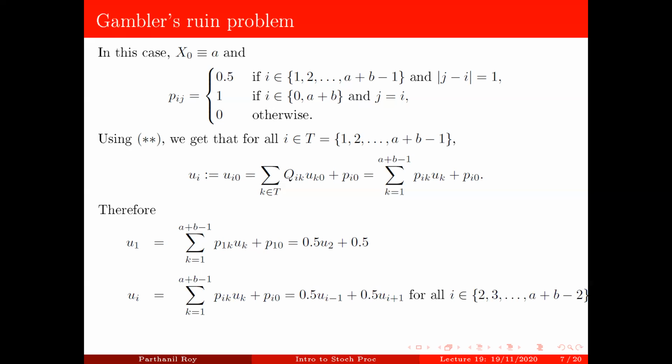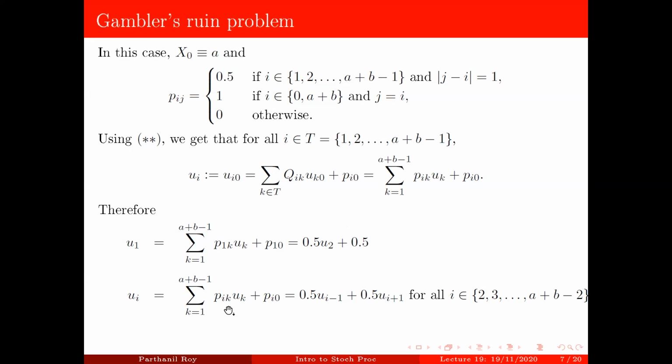On the other hand, when i is from 2 all the way up to a plus b minus 2, in all of these cases, there will be two transitions that will contribute, namely from i to i plus 1 and i to i minus 1. These are the only two contributions. And both of them happen to be 0.5. And by the way, here I should have said P10 from 1 to 0, this transition probability is 0.5. But when i is among these, Pi0 would be 0. So here P10 contributed 0.5. Here there is no contribution.